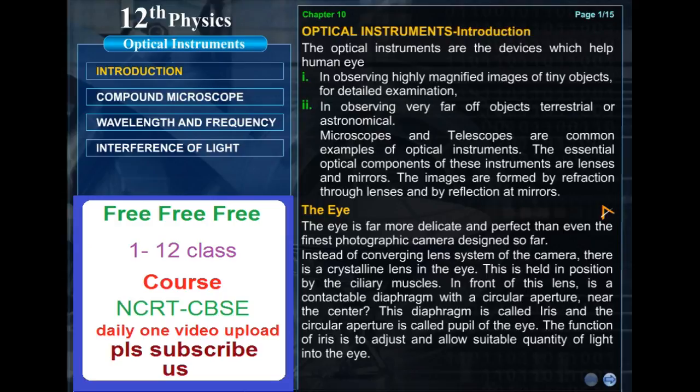The eye is far more delicate and perfect than even the finest photographic camera designed so far. Instead of the converging lens system of the camera, there is a crystalline lens in the eye. This is held in position by the ciliary muscles. In front of this lens is a contractible diaphragm with a circular aperture near the center. This diaphragm is called the iris, and the circular aperture is called the pupil of the eye. The function of the iris is to adjust and allow a suitable quantity of light into the eye.